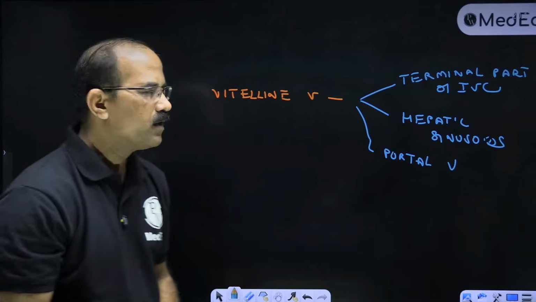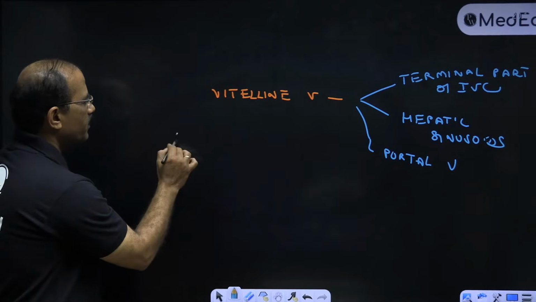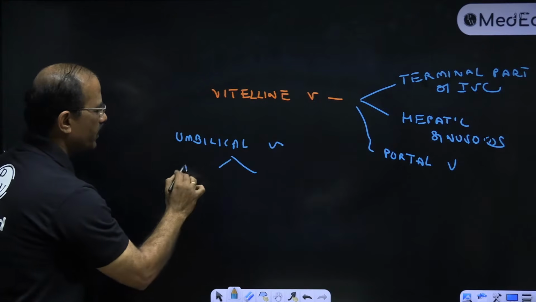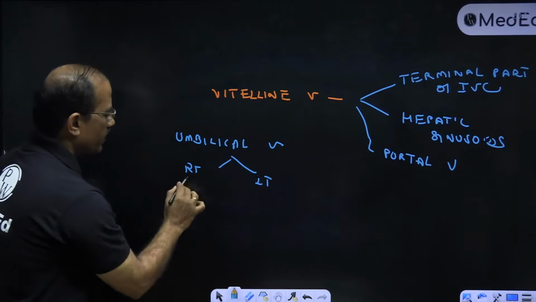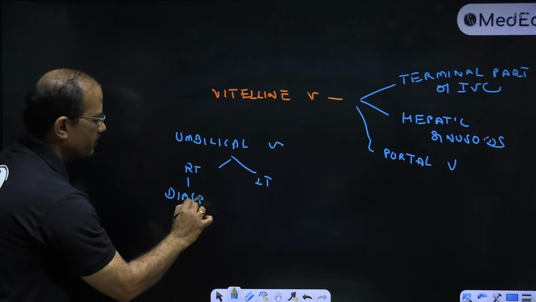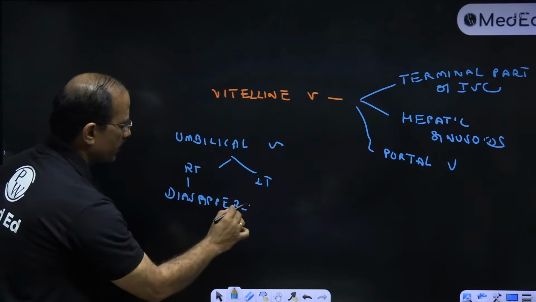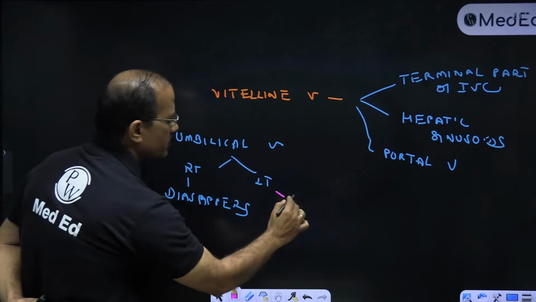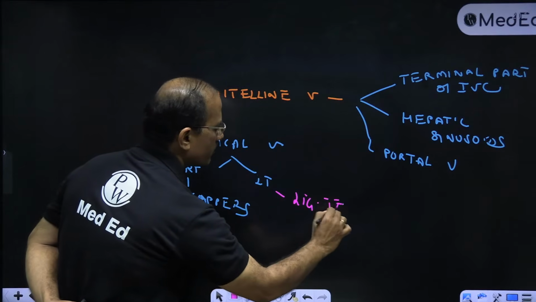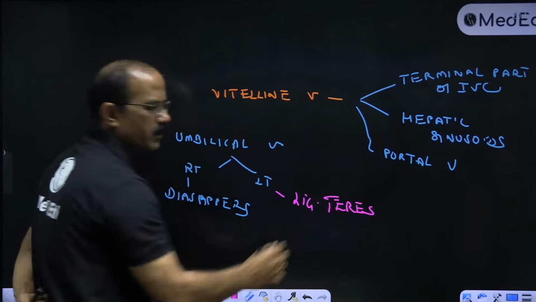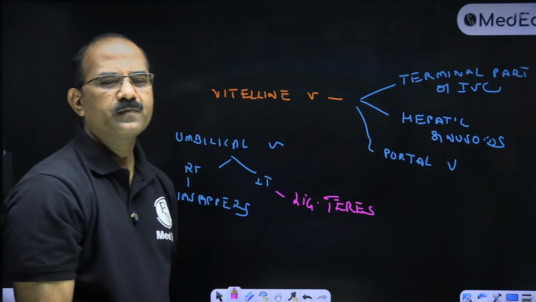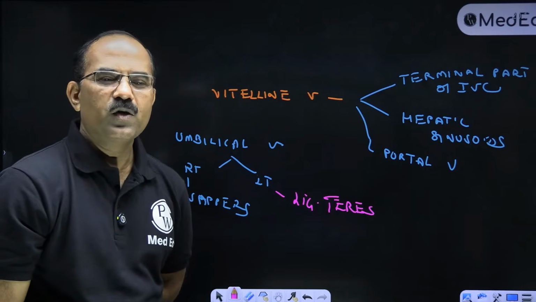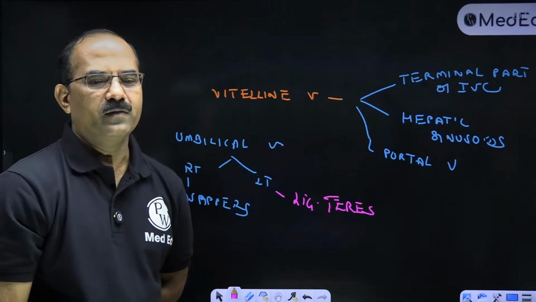Fine. Okay, what happens to the umbilical vein? Umbilical vein दो है, right, left. Right disappears. The left umbilical vein forms ligamentum teres. Fine. Ligamentum teres is the obliterated left umbilical vein.